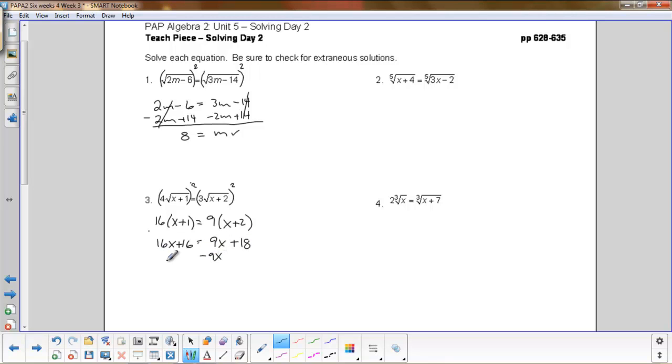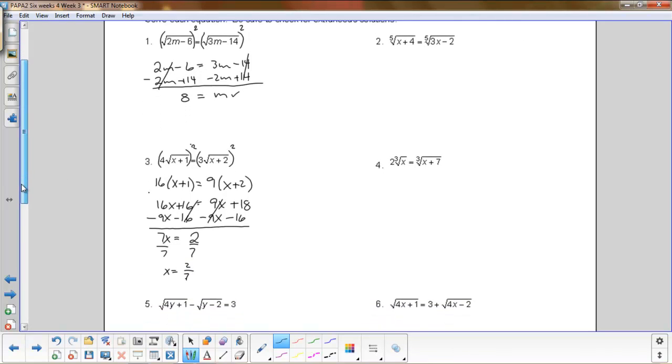9 coming across, the 16 going across, and I get 7x equals 2. Divide by 7. X equals 2/7 is your answer. Please make sure you're checking your extraneous solutions.